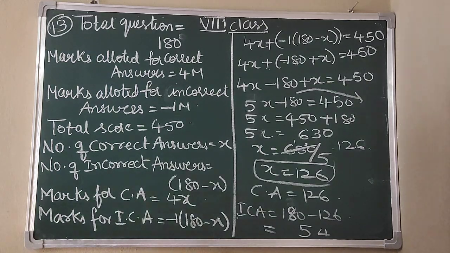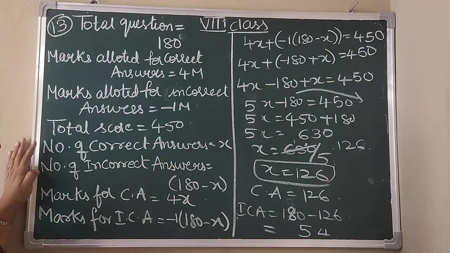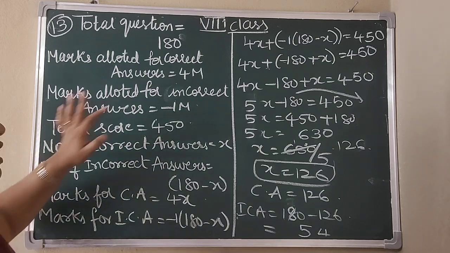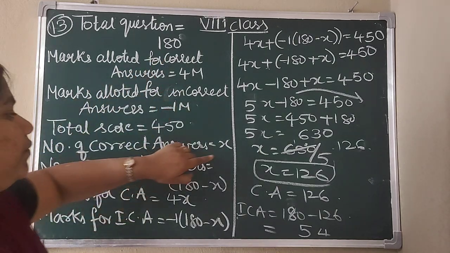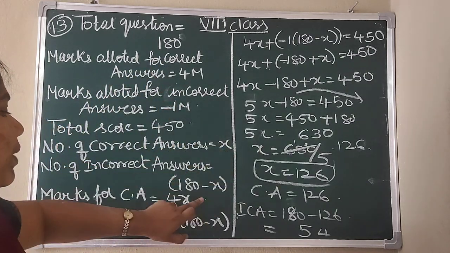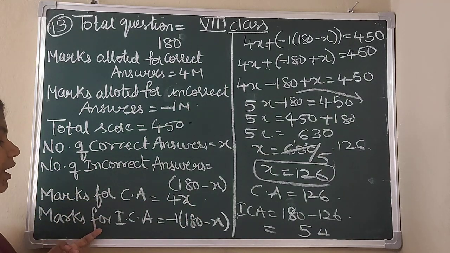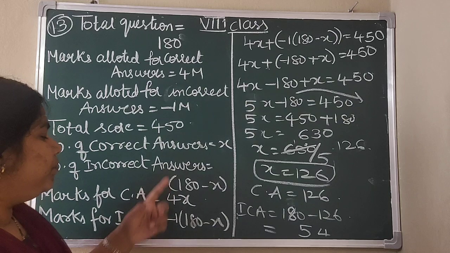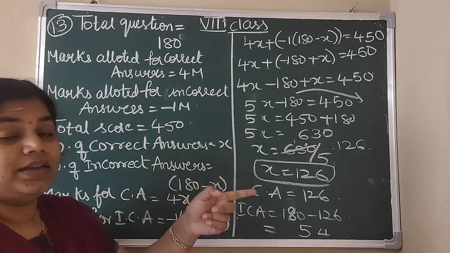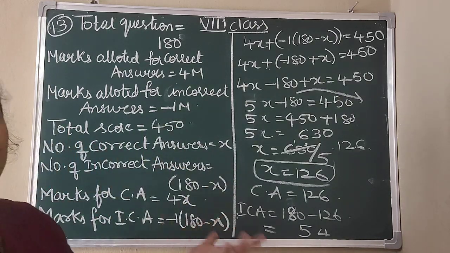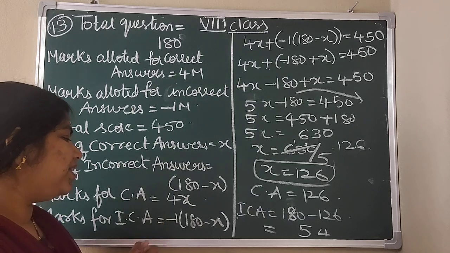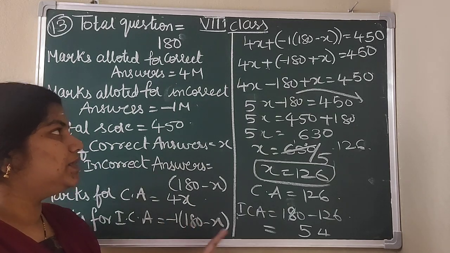Okay. So now marks. So these are the number of correct and number of incorrect. So for that we have to allot the marks. For every one correct answer they are giving 4 marks. That means for x correct answers, how many marks? That will be equal to 4x. In the same way for incorrect answers, what is the marks? They are deducting minus 1 for every incorrect or not attempted. So here it will be minus 1 into 180 minus x.